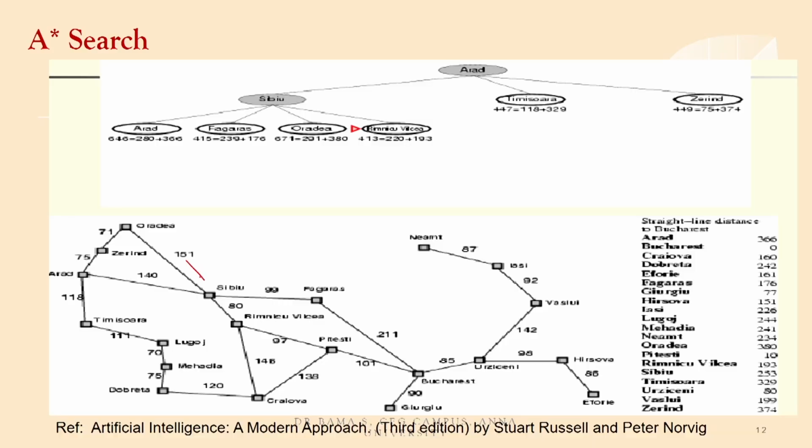So, when we branch out S, we have four branches, one over here, here, here and Arad. So, S to A, this is 140 plus, remember how we are calculating, this is 140 and this is again 140. So, 140 plus 140 makes 280, and this 366 comes from this.